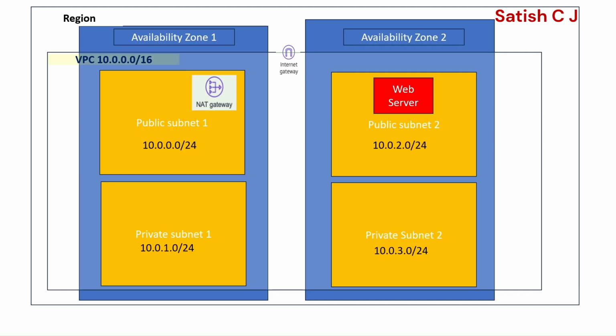And this web server is nothing but an EC2 instance that's provisioned on the public subnet 2. And we'll be having our HTTPD configured on this EC2 instance, which is our web server. So this is going to be a demo. Let's straight away get into the demo now.